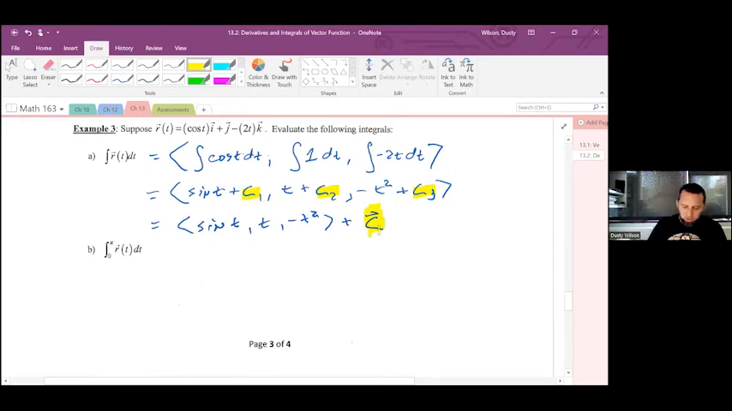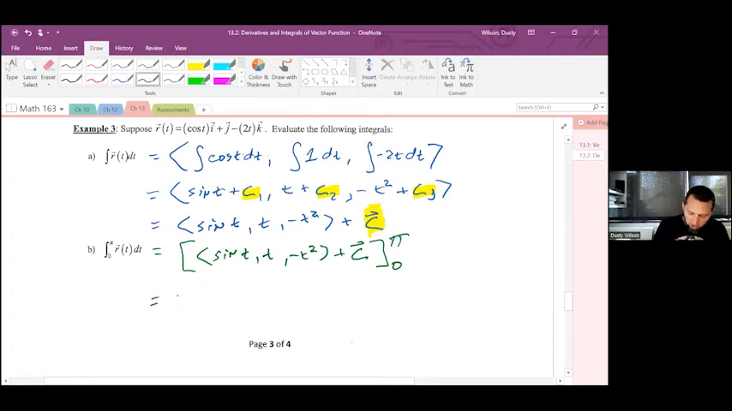In part B, we want to evaluate the definite integral from 0 to pi of r(t) dt, where r is as given above. Now, conveniently for us, we've already found our antiderivative. So we know this will be equal to the vector sine t, comma, t, comma, negative t squared, plus c, evaluated from 0 to pi.